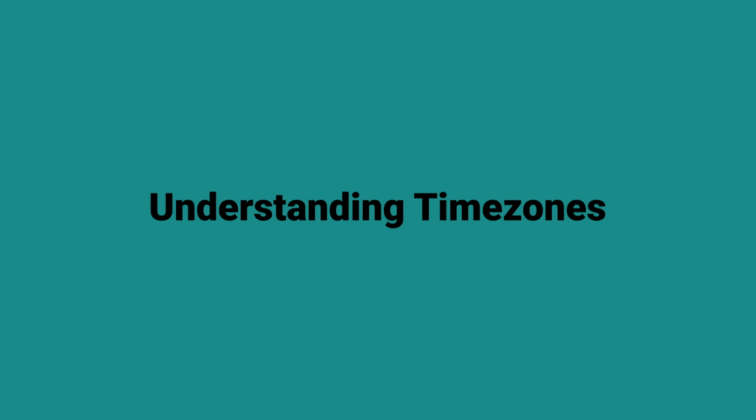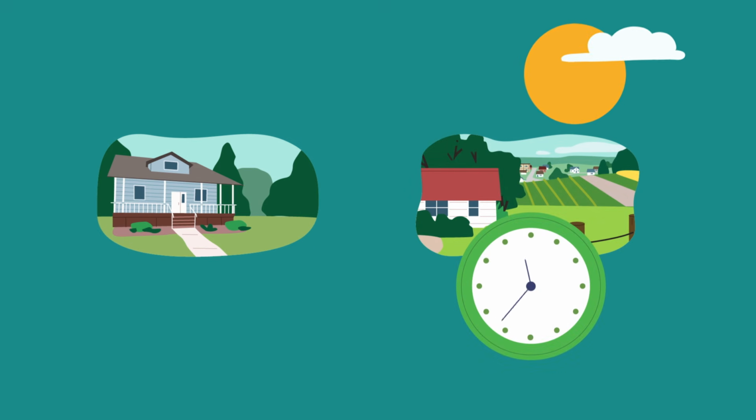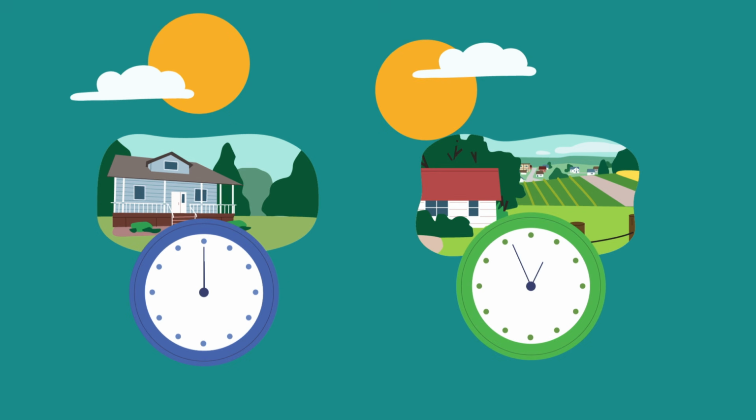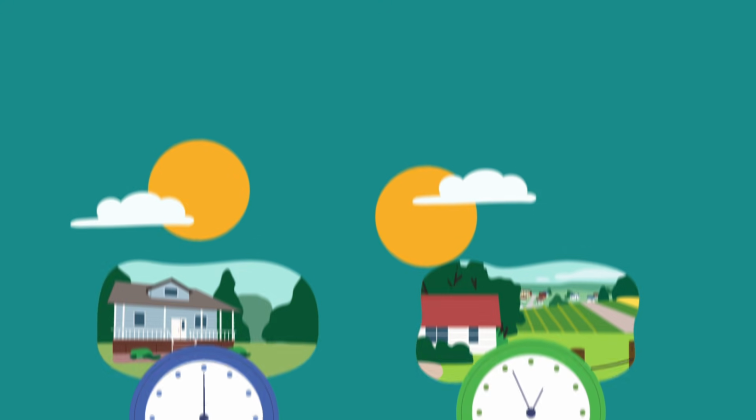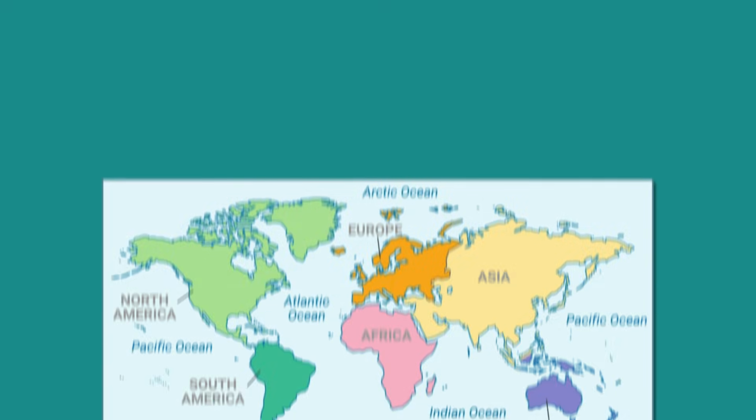There was once a time when each town would keep track of time themselves, setting the town clock to noon when the sun reached its highest point in the sky. When railways began moving people across great distances, schedules became very confusing because of the varying times set in different towns. We needed to standardize time so railways could operate efficiently.